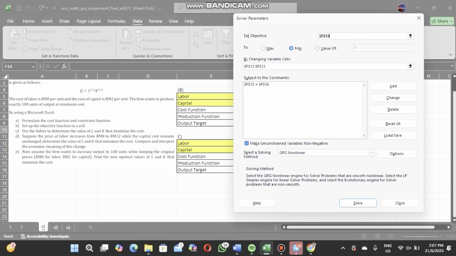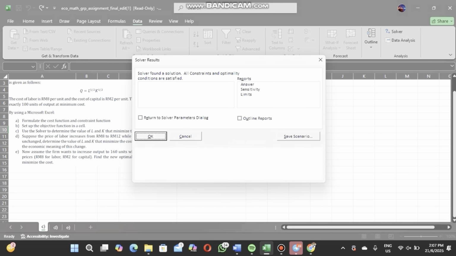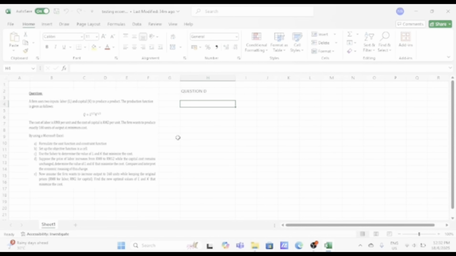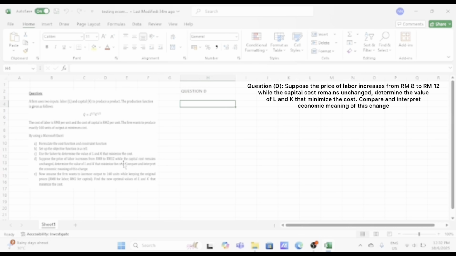Then press OK. Make sure the unconstrained variables non-negative box is ticked and choose GRG non-linear. And then press OK, so you get the answer. Okay, so we will continue with the next question, which is question D.